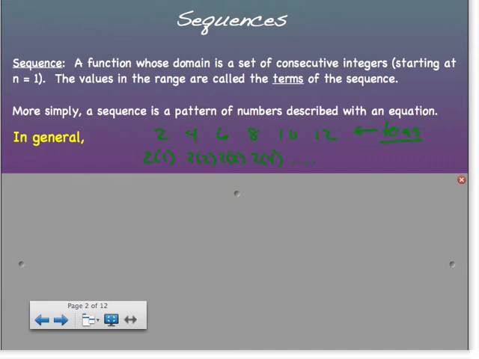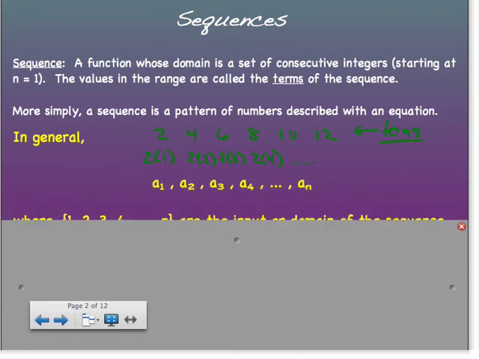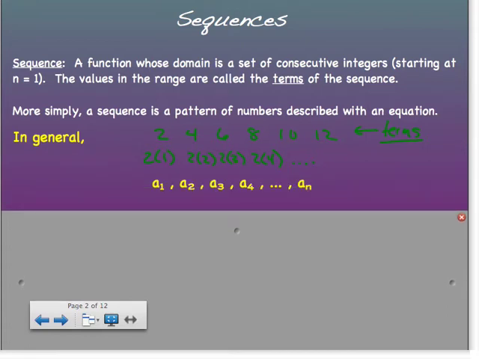Sorry for the color, it may not show up very well on this one. So in general, you have a sub 1, and that's how I'm going to refer to it, a sub 1, a sub 2, a sub 3, a sub 4, dot, dot, dot, all the way up to a sub n, where n is either the one at the very end or the infinite number at the very end of the sequence. Some of the sequences go on forever, some of them go ahead and stop.